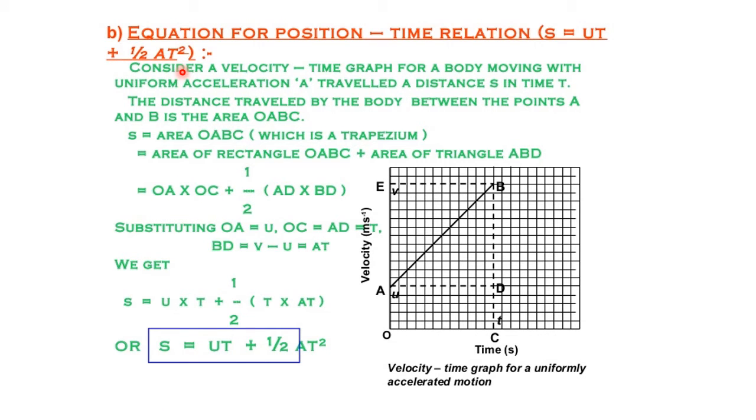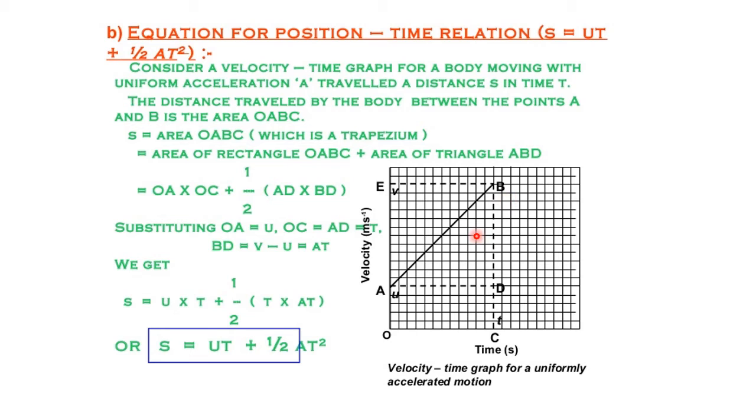So now we are going to study the second equation for position time relation. Here we have to consider a velocity time graph for a body moving with uniform acceleration A. That means let there be a body which is moving with uniform acceleration A, the distance S, and the time taken was T. So the distance traveled by the body between point A and B is the area. That means we have to find out the distance traveled by the body between point A and B.